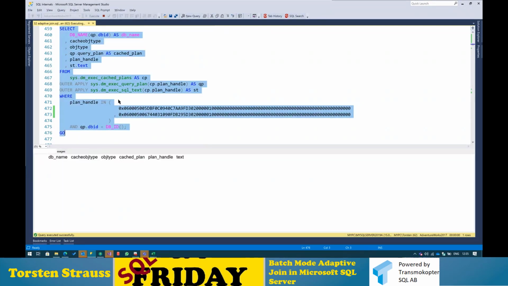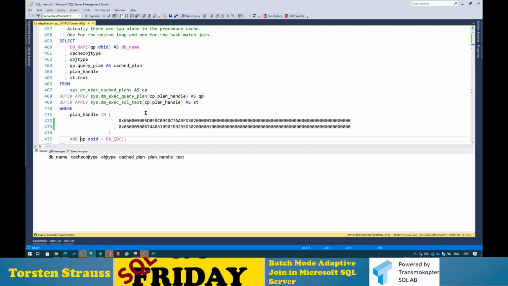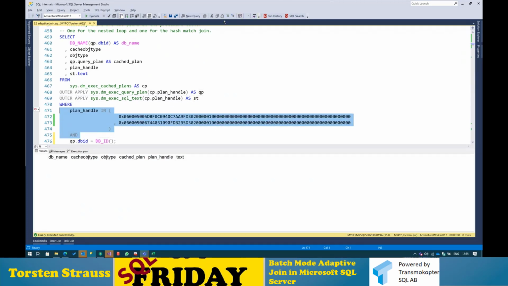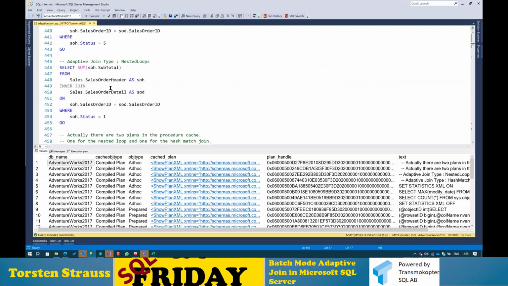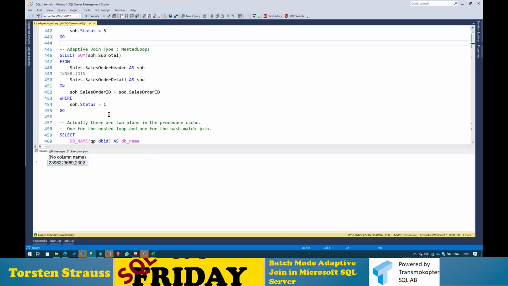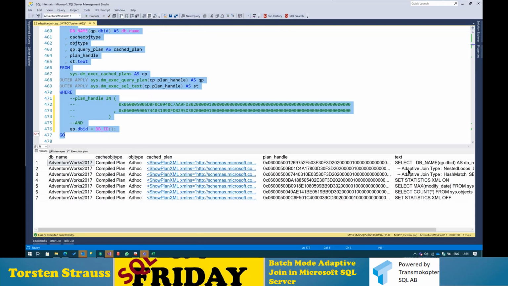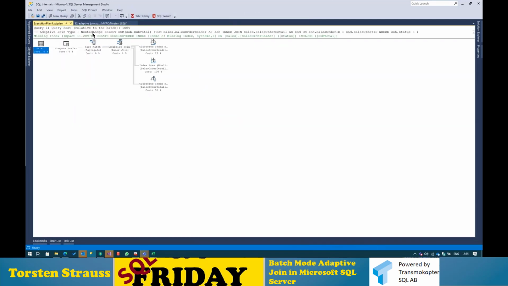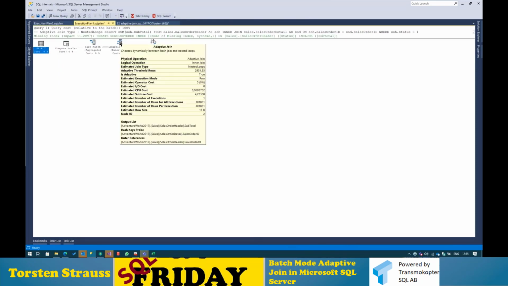When I now go into the procedure cache in order to find the plans which were created by the 2 executions, that is really nice. I like it because the plan handle always changed. It's a little bit hard to find the plan here. Let's do it another time. Yeah, okay. So we can see that we have 2 plans. These plans were created by the former execution of the 2 statements. And we can see we have an adaptive join with a nested loop estimated join type.